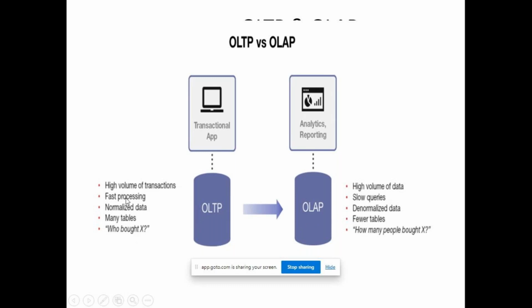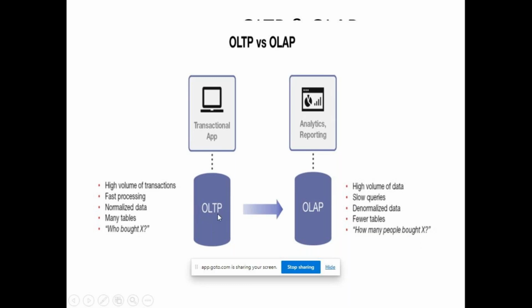So high volume of transactions, fast processing, slow querying and normalized data we maintain in the OLTP system. Denormalized data we maintain in the OLAP system. Here we have many tables, and in the OLAP we have fewer tables. In an interview you cannot say who bought X in the OLTP system and how many people bought Y in the OLAP system. This is just for understanding purposes.